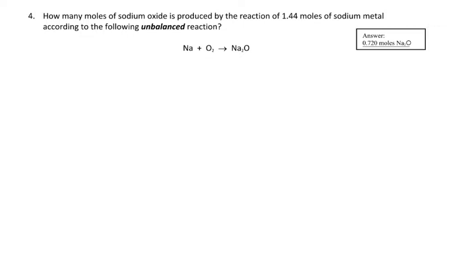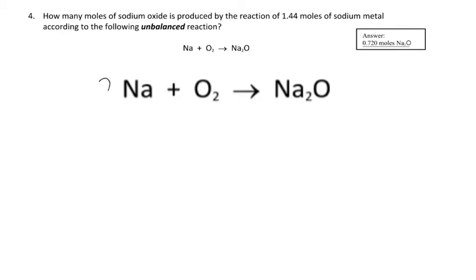is balance it. So I'm going to take this equation and make it a little bit bigger so I can actually do something with it. And as we see here, we have one sodium atom with an oxygen molecule producing a sodium oxide. Now, here's the problem. It's not a 1-to-1-to-1 ratio. As you can see, we have two sodium atoms on the right and one sodium on the left, two oxygens on the left and one on the right. So we need to add some coefficients here to fix the problem.